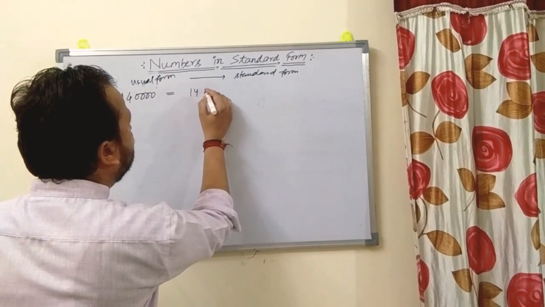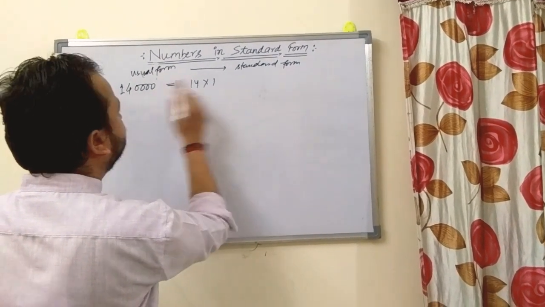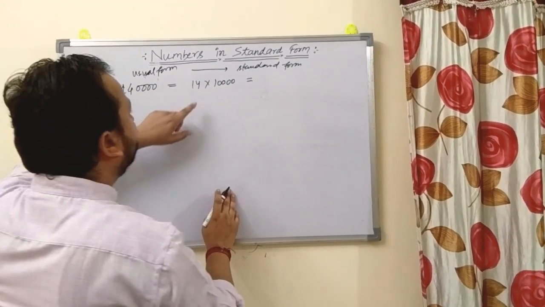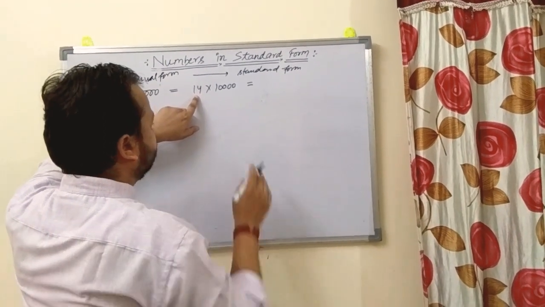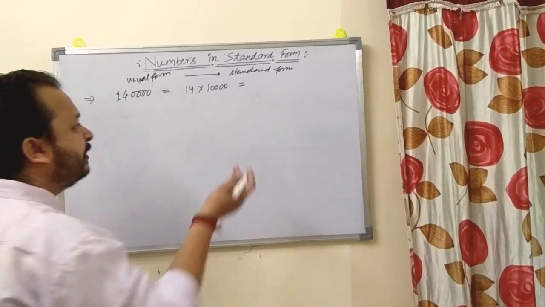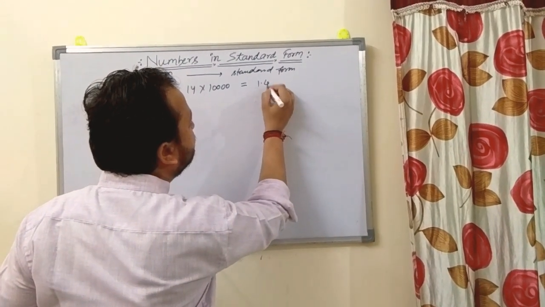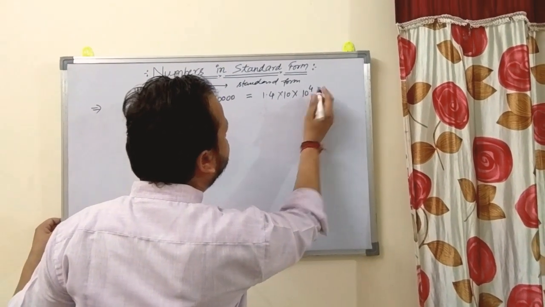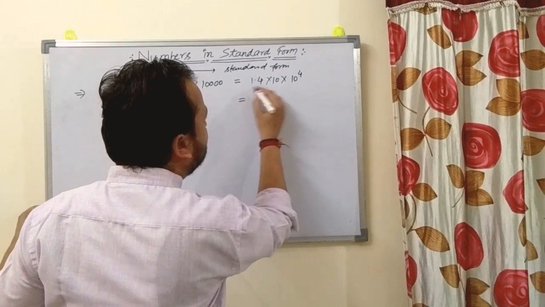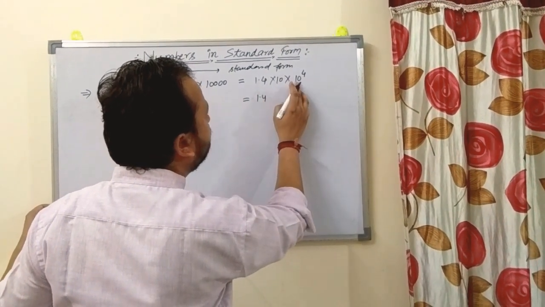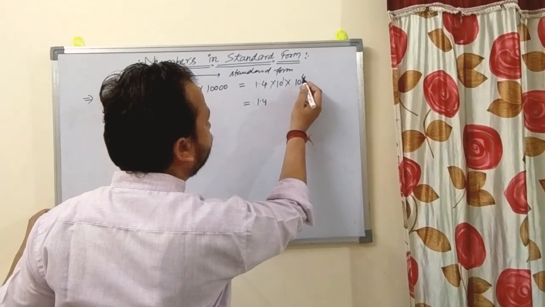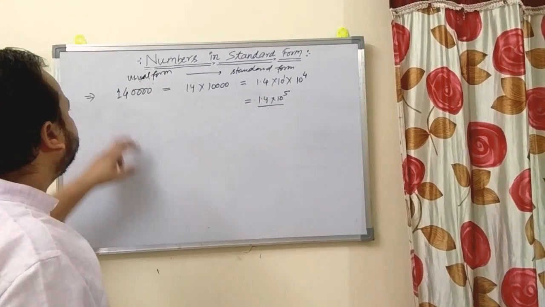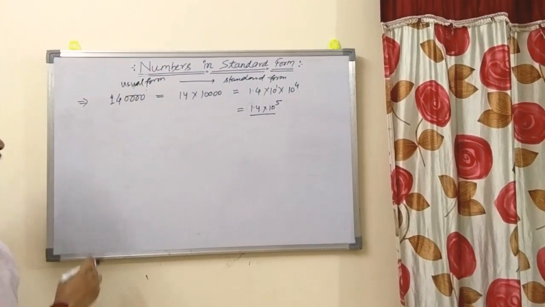So you can also write it as 14 into 1, 2, 3, 4 zeros, right? And it is showing as m. So m is not less than 10. So you have to write it as 1.4 into 10 multiplied by 10 to power 4, right? So that's equal to 1.4 into 10 to power 4, and here the power is 1. So 1 plus 4, 5. So 10 to power 5. This is the standard form of this number, right?